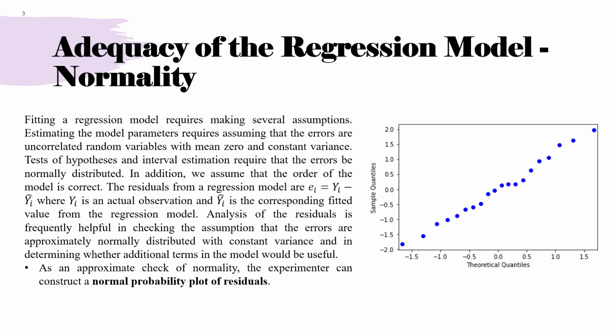In this particular plot, the points lie approximately along a straight line, with only minor deviations at the tails. This pattern suggests that the residuals are reasonably close to normally distributed. Small departures at the extremes are common in real data and do not appear severe enough to cause concern.